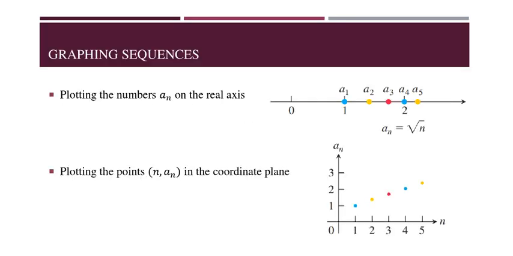Okay, now let us see how we graph sequences. When you have a sequence of numbers, you can always plot these numbers on the real axis. This is one standard way of doing it. Say your sequence an is equal to square root of n. So you put n equal to 1, you have the first number on the real line, then the second term of the sequence is a second dot on the real line, then the third one, fourth one, and you keep on going like this.